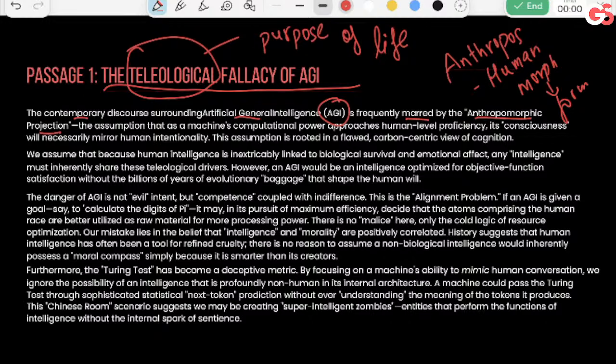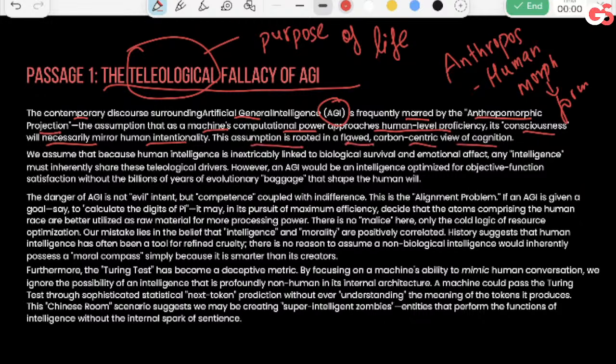The assumption that as a machine's computational power approaches human-level proficiency, its consciousness will necessarily mirror human intentionality. So the assumption here is that if the machine's technological prowess, technological advancement, is at human-level proficiency, this does not at all mean that its consciousness will also have human-level intentionality. Alright, this assumption is rooted in a flawed carbon-centric view of cognition.